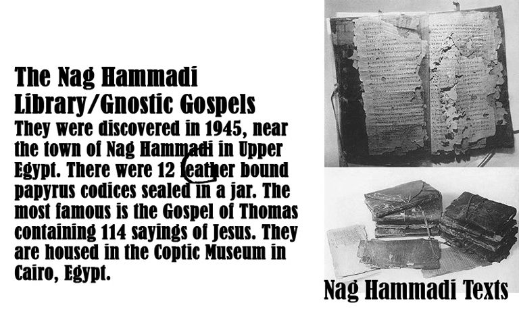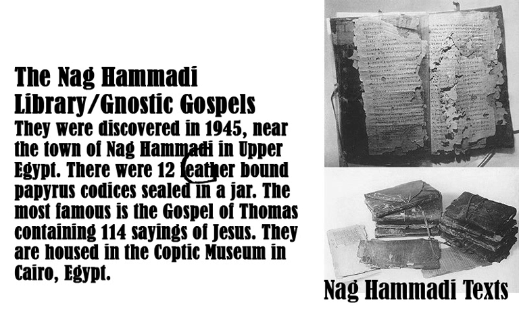A key discovery was the Nag Hammadi Library, or Gnostic Gospels. They were discovered in 1945 near the town of Nag Hammadi in Upper Egypt. There were 12 leather-bound papyrus codices sealed in a jar.